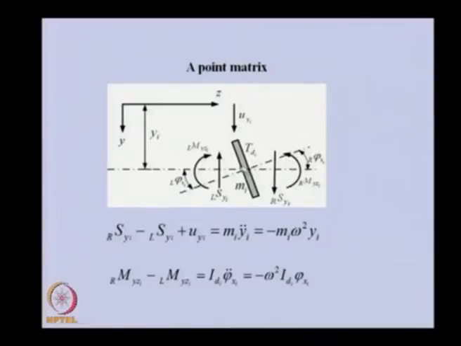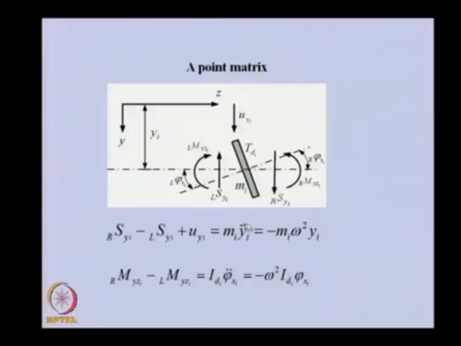And apart from that, if there is some eccentricity in the rotor, let us say U_y_i is the unbalanced force which is acting toward the positive y direction. So now we can obtain the relations as we did for the field matrix. First, the force balance. You can see the shear force which is acting toward the positive y direction, this one is acting in the negative direction, and the unbalanced force is acting in the positive direction, which should be equal to the inertia m_i into y_i double dot, the time derivative.